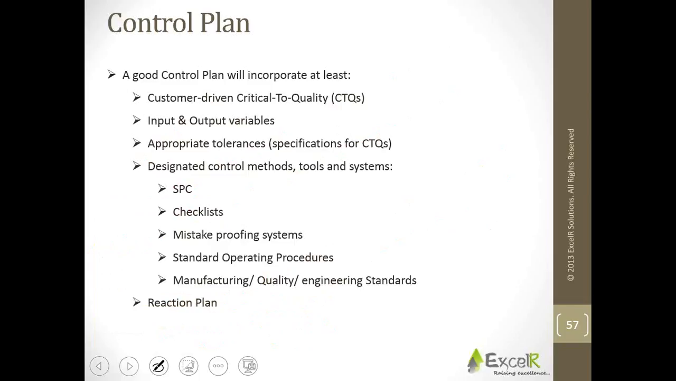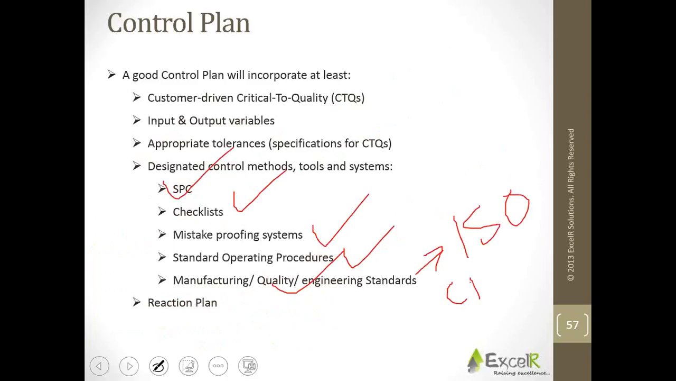Designated control methods, tools and systems, whatever you are using. Are you using SPC? Are you using a checklist to ensure that the improved process is maintained over a period of time? Are you using mistake proofing systems? Are you using some standard operating procedures, SOPs? Or are you using some kind of quality standards, manufacturing, engineering standards? Are you using ISO standards? Are you going ahead with CMMI? Or are you using some other standard against which you will measure your performance? All these things should be documented in your control plan.